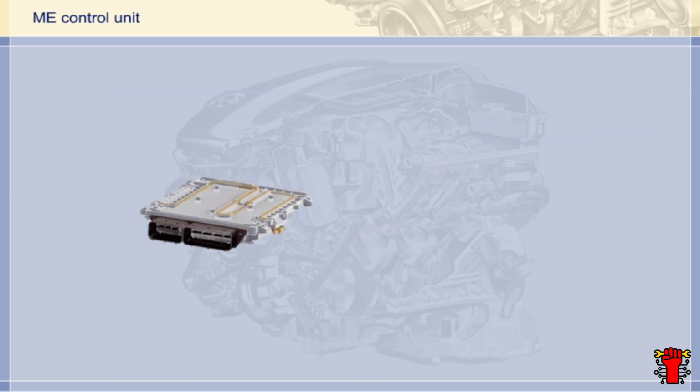Now let's have a look at the engine electronics control unit. On the DE engine, it is exposed to higher levels of heat. The output stages of the piezo fuel injectors incorporated into the control unit, for example, generate an operating voltage of up to 160 volts. To dissipate the heat, the ME control unit is therefore liquid-cooled.